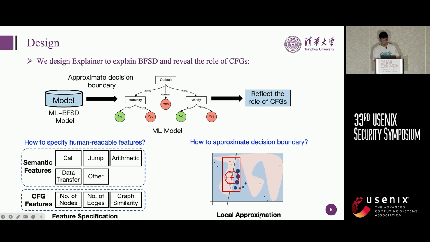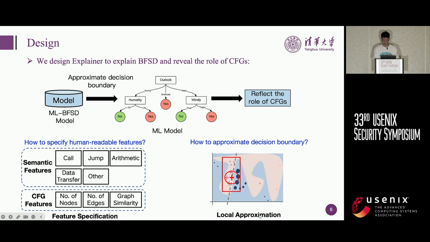However, this approach presents two main challenges. The first one is how to specify features to represent functions. And the second one is how to approximate the target model. Firstly, we are the first to apply explanation methods to the BFSD domain, and the existing explanation approaches lack feature specifications, particularly regarding the features depicting CFGs. So this hinders the explainer from scoring the importance of each feature.